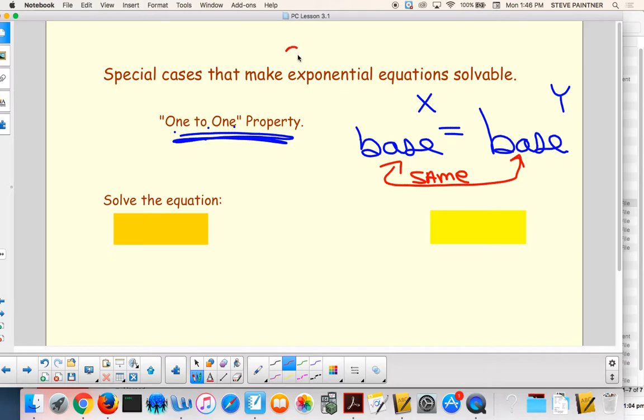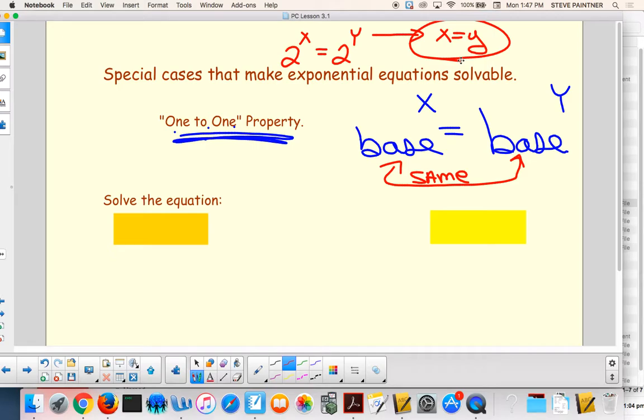Now watch this. If that base is 2 to the x and this base is 2 to the y, what do you know about x and y? They have to be the same. So the exponents must be equal. So if you're ever looking at an exponential equation and the bases are the same, then do what to your exponents? Set them equal. That's it.